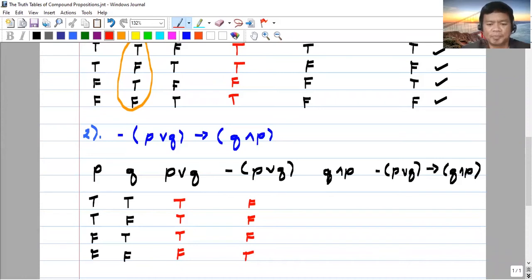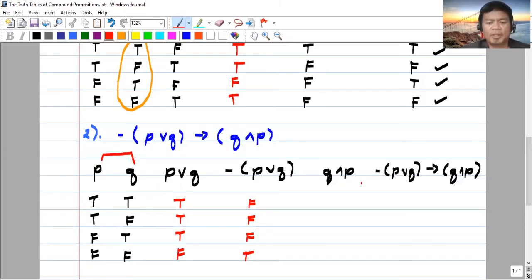And then next, Q and P. Again, the conjunction of Q and P is true when both of the propositions have the same truth value of true. So again, we have the combination here, okay.